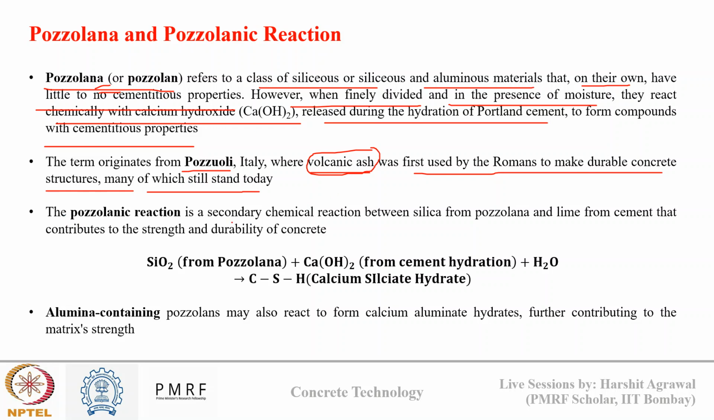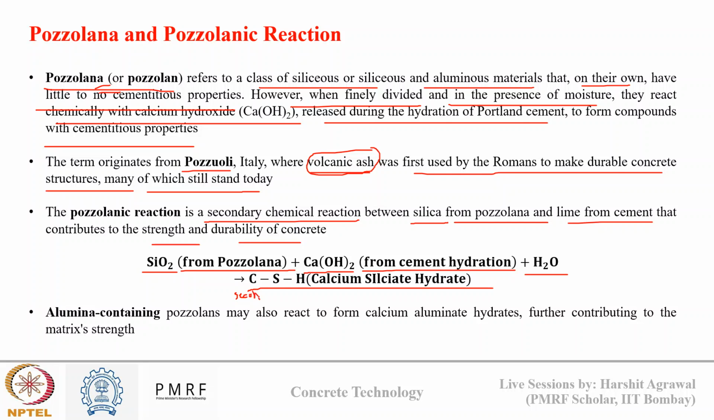And this pozzolanic reaction is a kind of secondary chemical reaction which is happening between silica from pozzolana and lime from cement, which contributes to the strength and the durability. You can see in this equation, I have SiO2 which is coming from pozzolana, and I have calcium hydroxide which is coming from my cement hydration. This, in presence of water, produces CSH, and this CSH is known as secondary CSH.